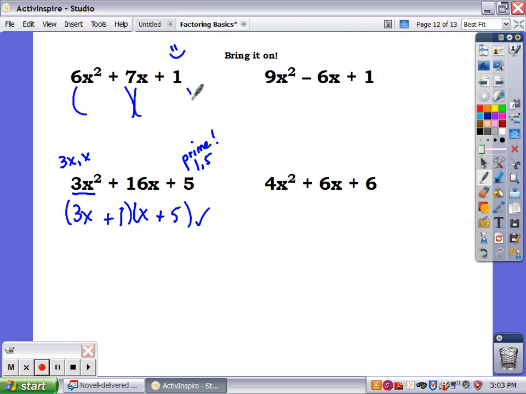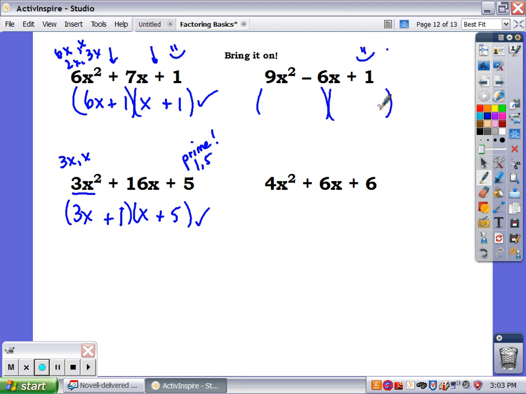So in this case, I'm not sure how to start. I don't know if I want a 6x and an x or a 2x and a 3x. But I know I have to end with a plus 1, plus 1. Look at it, it's plus signs everywhere. Ask myself, how will I get that 7 in the middle? Will the 2 and the 3 do it? No, they'll give me 5. Will the 6 and the 1 do it? Yep, done.